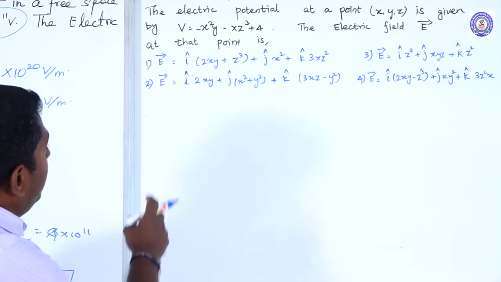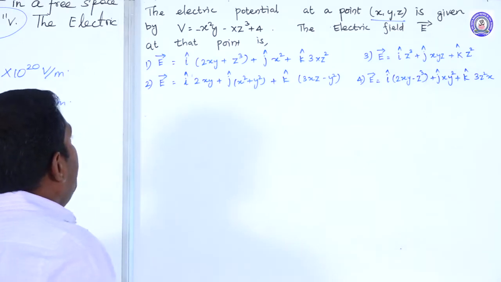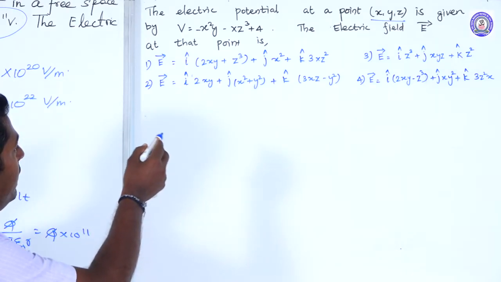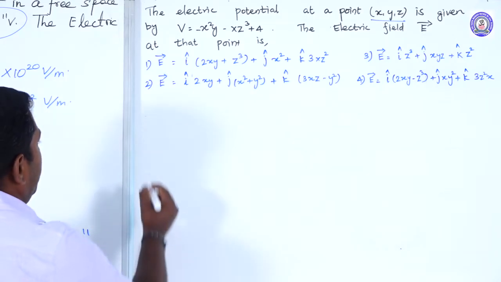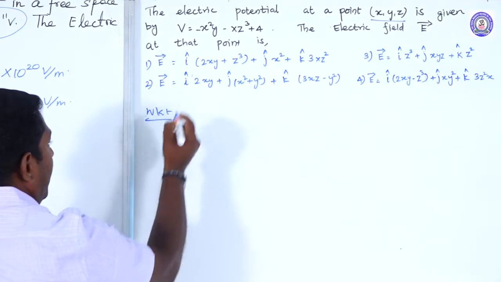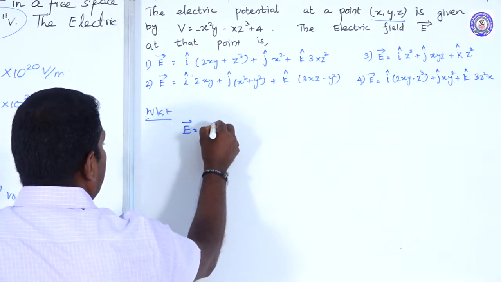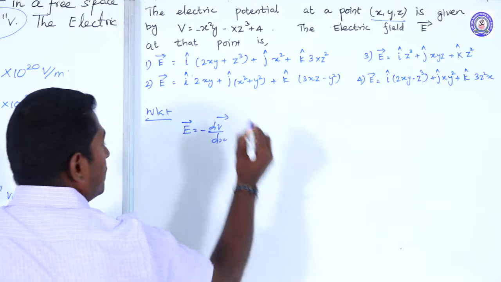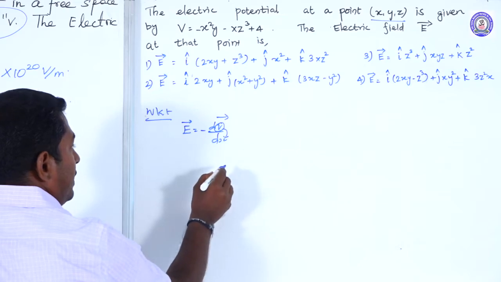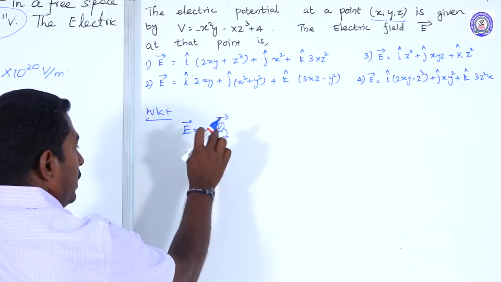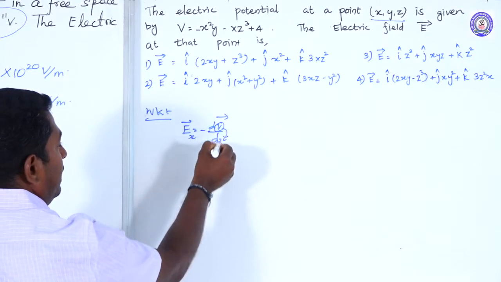The next problem: the electric potential at a point x, y, z is given by V is equal to minus x square y minus x z cube plus 4. Then find the electric field at that point. So already we know the relation connecting electric field intensity and electric potential: E vector is equal to minus dV divided by dx vector. Now, this is the variation of potential with respect to only one coordinate axis. That is the expression Ex vector is equal to minus dV divided by dx.